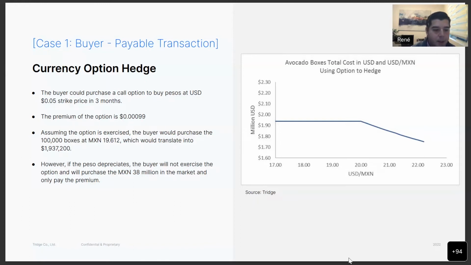Okay, so this graph shows what he will get exercising the option or not. Okay, if the peso strengthens below 20 pesos per dollar, he will exercise the option and would pay $1.937 million for the pesos, including the premium. However, if the peso depreciates, the buyer will not exercise the option and pay less than that amount. Okay, we can look at the next slide.